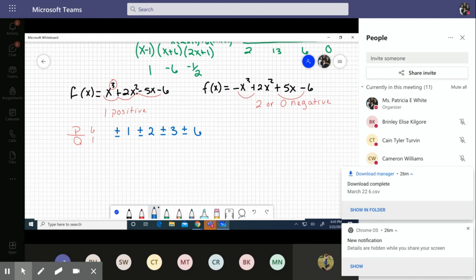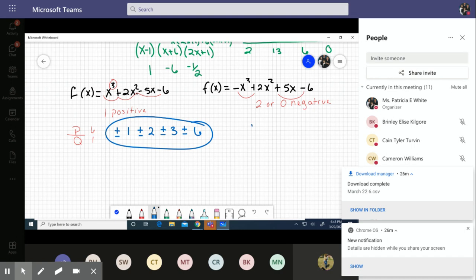So we determine the maximum number of answers that we get. That's going to be 3. We know that we have 1 positive, 2 or none that are going to be negative. And we know these are my possibilities right here. These are my possible rational answers. So how do I start finding out who is who? Just plug it in.